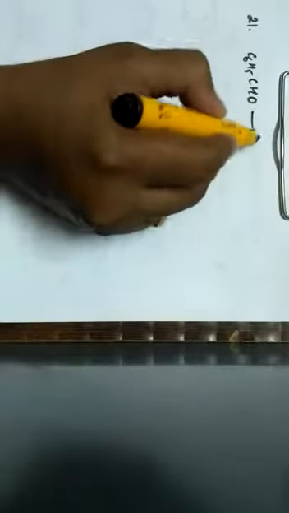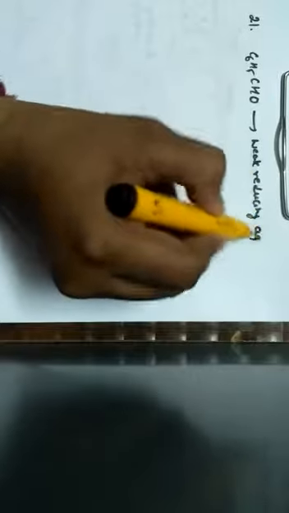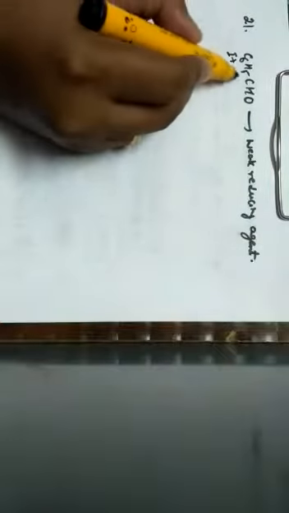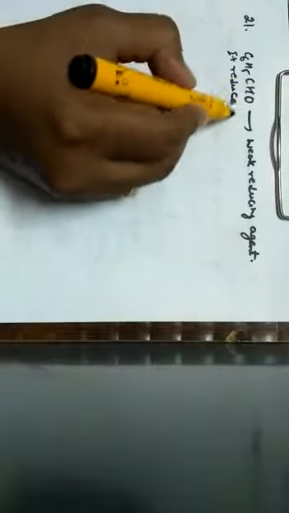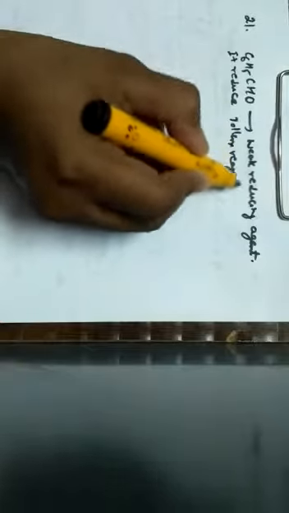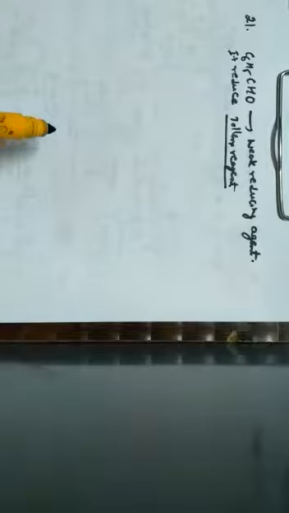So when it comes to benzaldehyde, it is given by C6H5CHO. This benzaldehyde is a weak reducing agent. We should know this. Benzaldehyde is a weak reducing agent. Hence, it has the capacity to reduce Tollens reagent. So one should know what Tollens reagent means. It is ammoniacal silver nitrate solution.